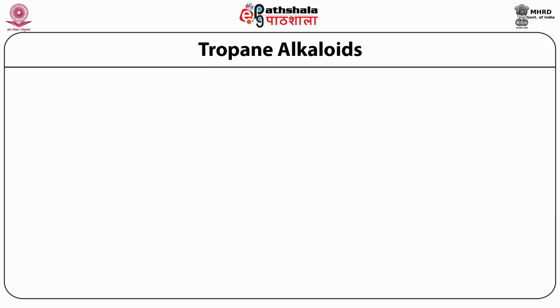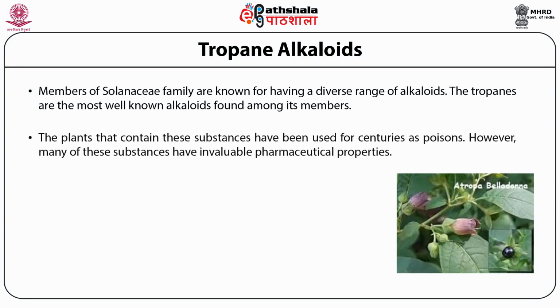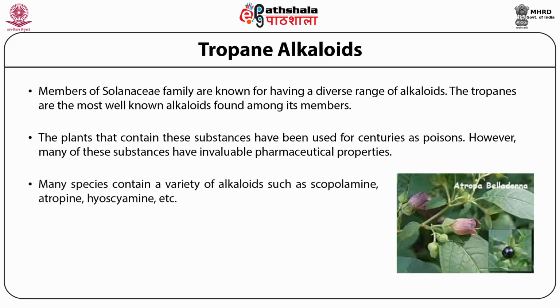Now let's discuss tropane alkaloids. We understand that these tropane alkaloids are mainly present among the members of Solanaceae family. The tropanes are the most well-known alkaloids found among its members. The plants that contain these substances have been used for centuries as poisons. However, many of these substances have invaluable pharmaceutical properties. Some of the examples of tropane alkaloids are scopolamine, atropine, hyoscyamine, etc.